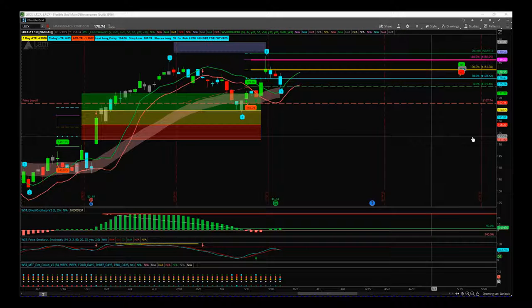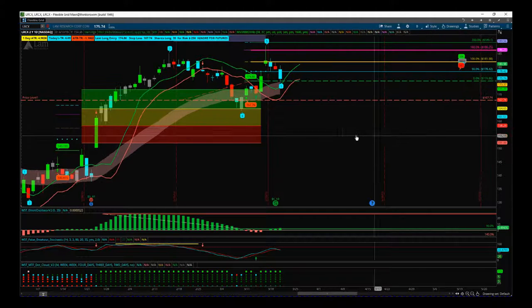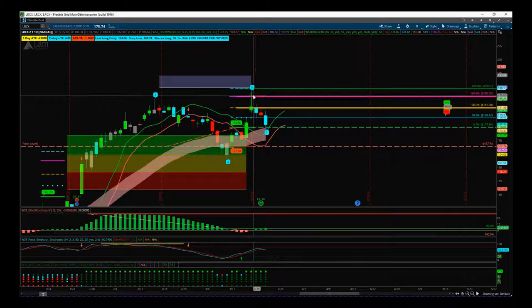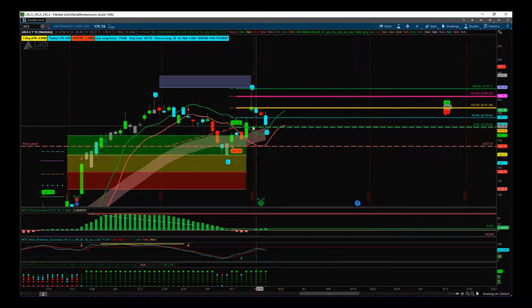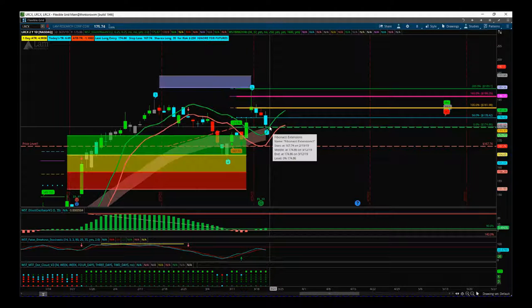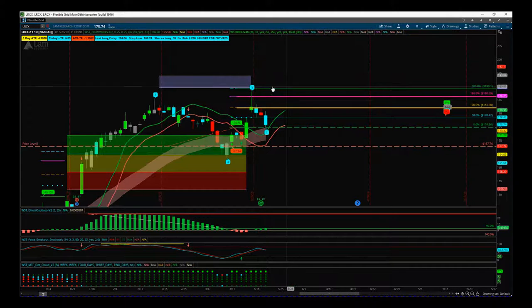LRCX came back to close the gap yesterday. So remember, we were up 180% after that big news there. Then we've had this profit taking. Low volume yesterday, we've closed the gap. We are looking now for that support level to form and then go higher.